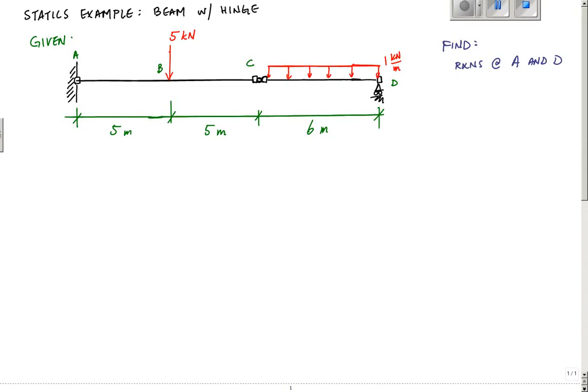All right. Hey, check this out. In this video, I'm going to do a statics example with a beam with a hinge on it, and I'm just going to show you how to handle that hinge here.